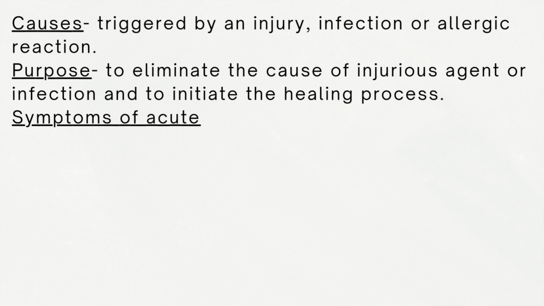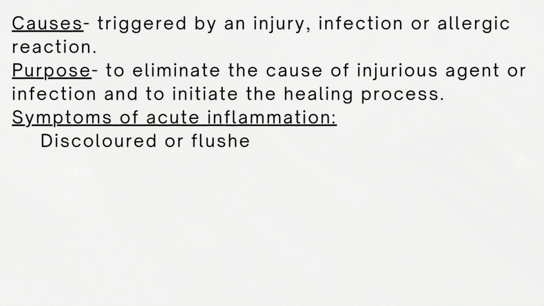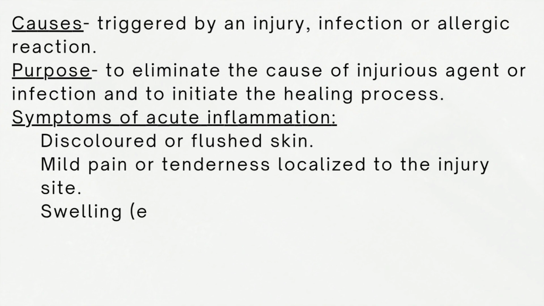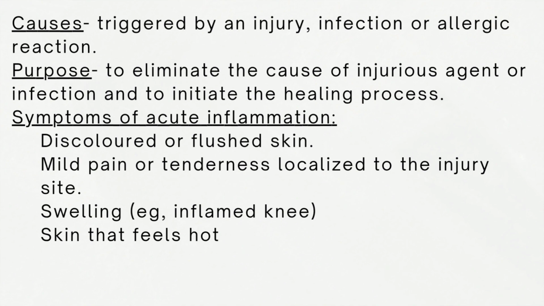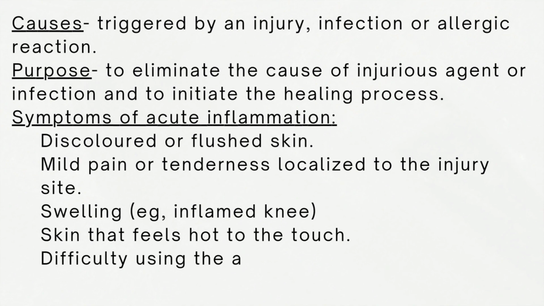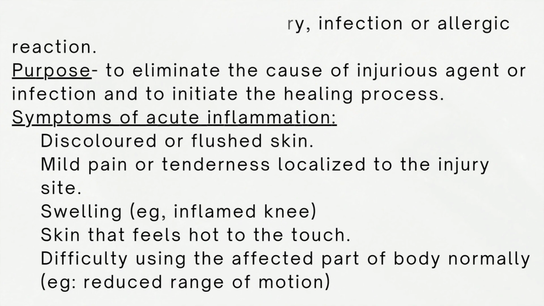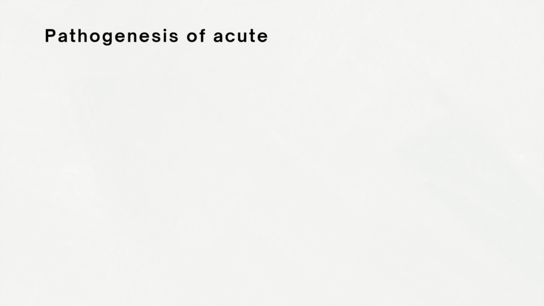Symptoms of acute inflammation: discolored or flushed skin, mild pain or tenderness localized to the injury site, swelling, e.g., an inflamed knee, skin that feels hot to the touch, difficulty using the affected part of the body normally, e.g., reduced range of motion. Pathogenesis of acute inflammation.